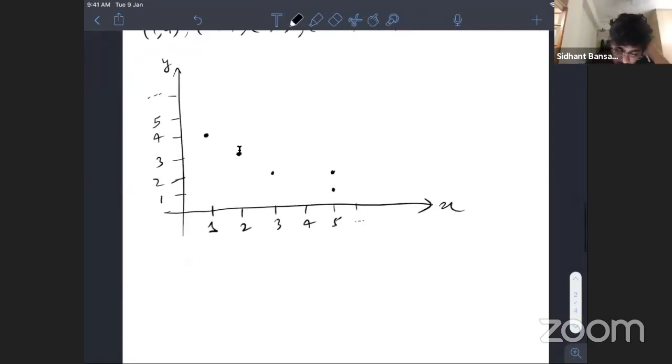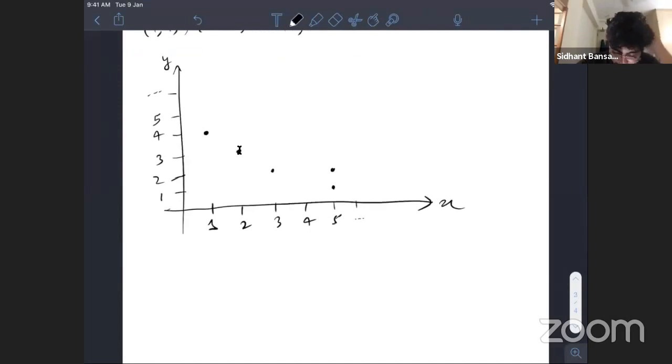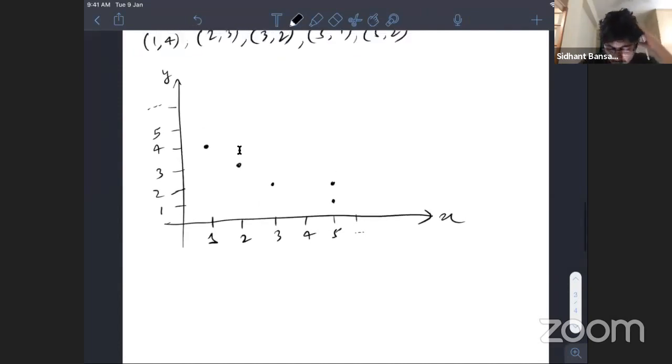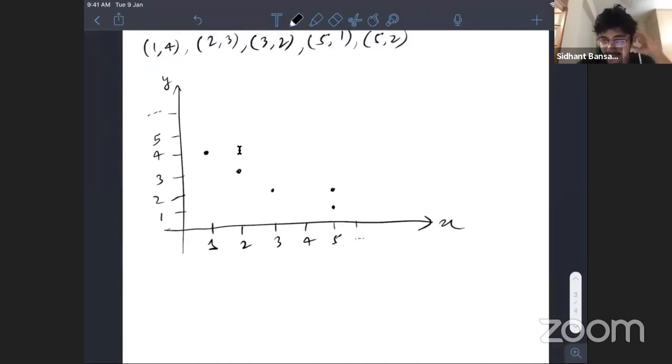So this is the question, right? We have to find the maximum rectangle. By maximum, I mean the rectangle with the highest area, the maximum area. We don't even have to find the rectangle itself. We just have to find the area.